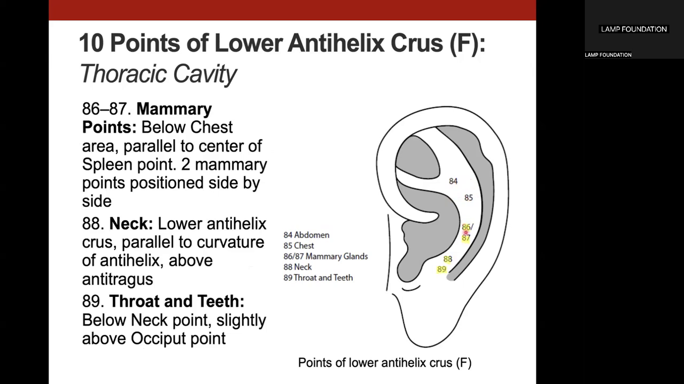86 to 87 would be mammary points. These are below the chest area, parallel to the center of spleen point. These are actually two mammary points positioned side by side. Number 88 is the neck point, lower antihelix Crus parallel to the curvature of the antihelix above the antitragus. 89 is throat and teeth, below the neck point, slightly above the occiput point.